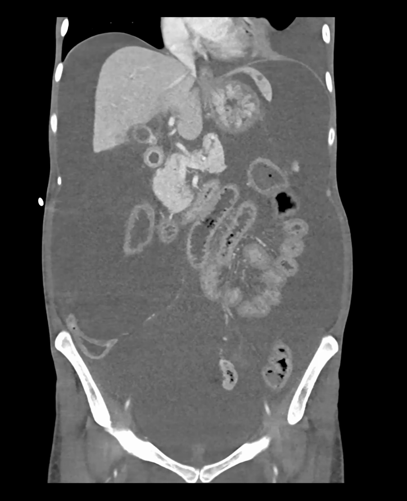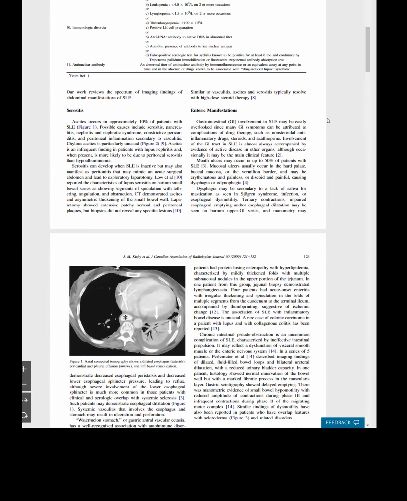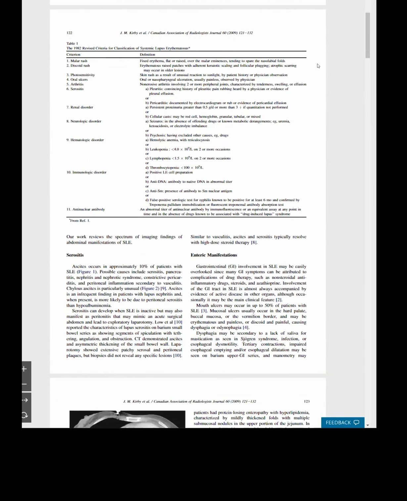So, I found this older article, but really very well written, of different manifestations of SLE, and I'm going to show you that in a minute. So can you see my article? Yes. Okay, excellent.